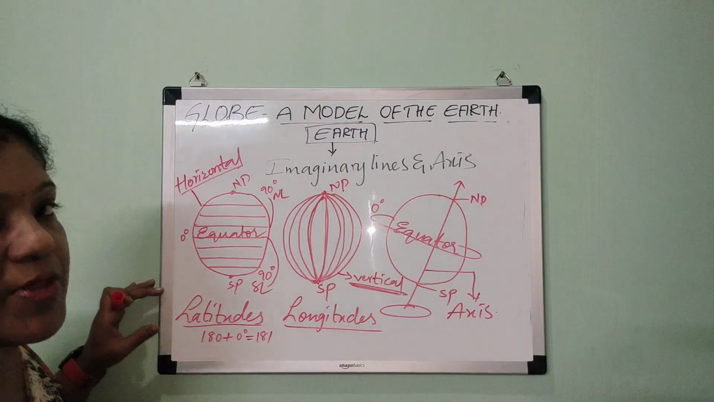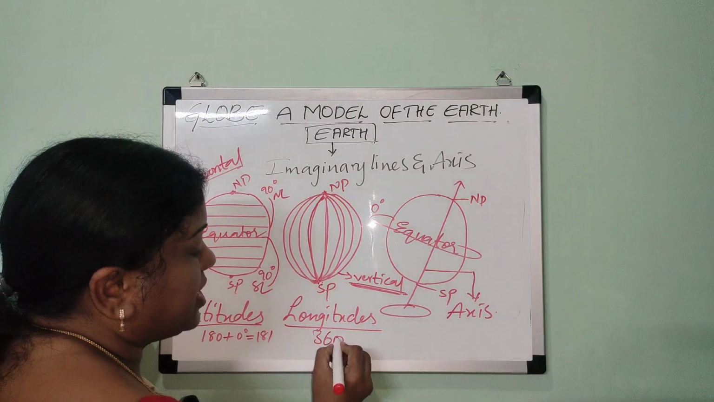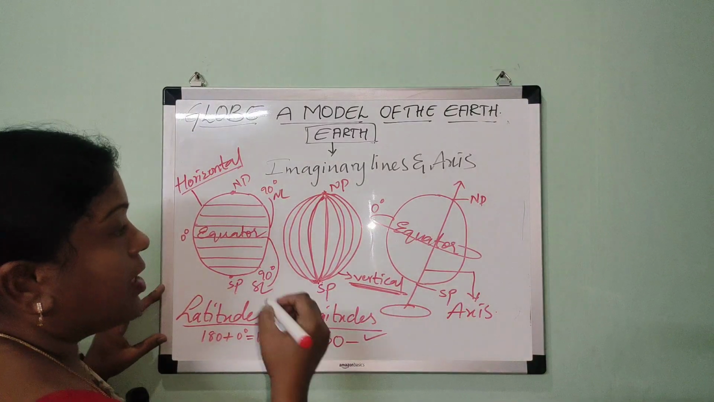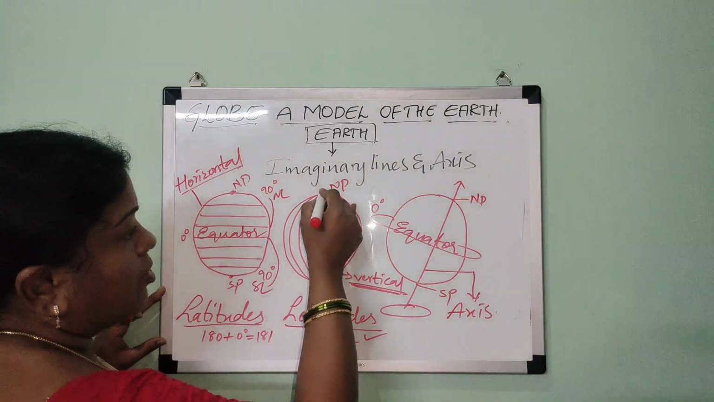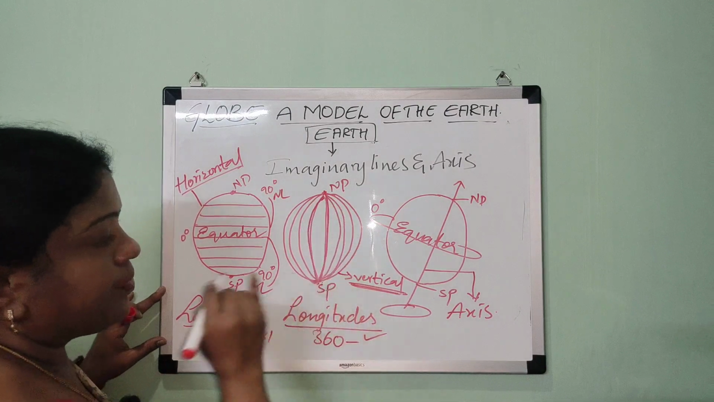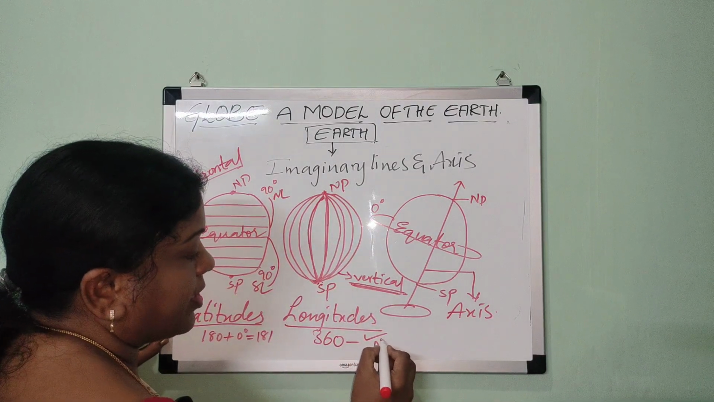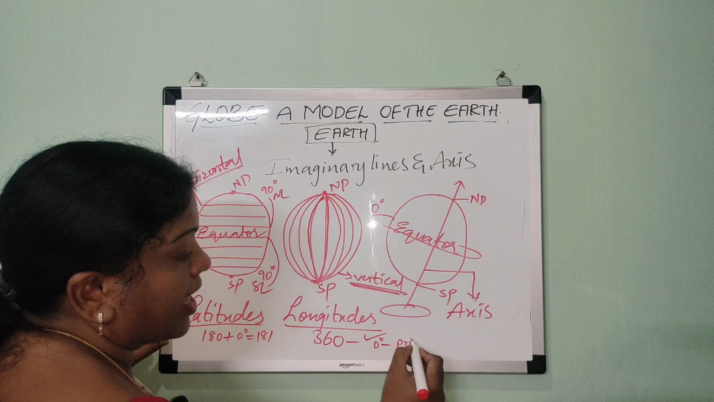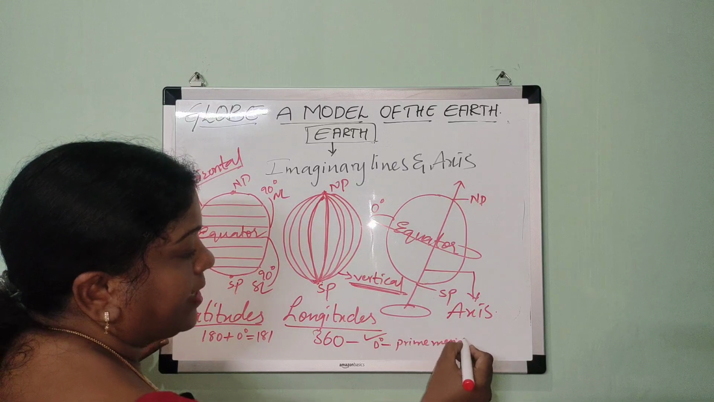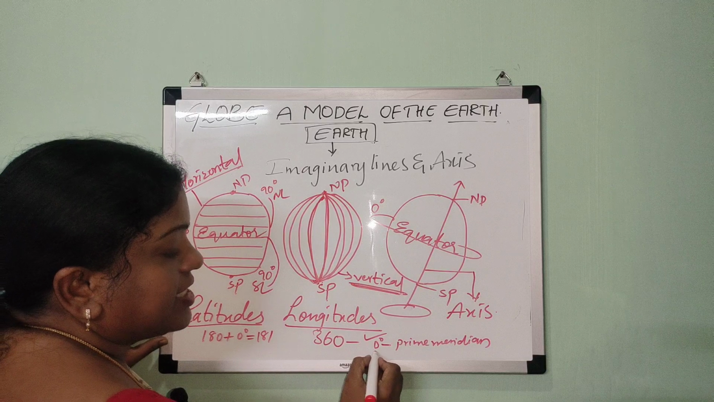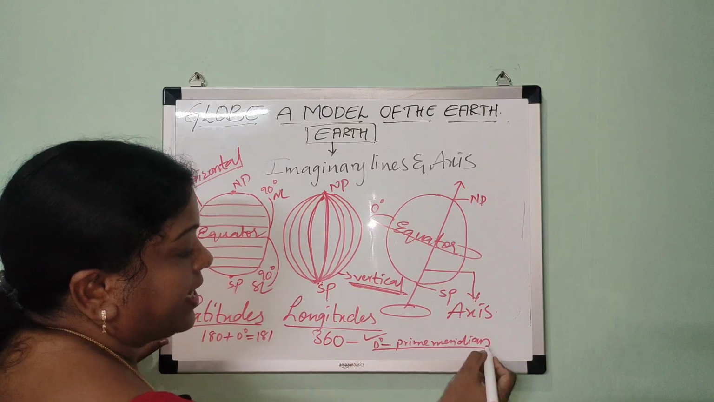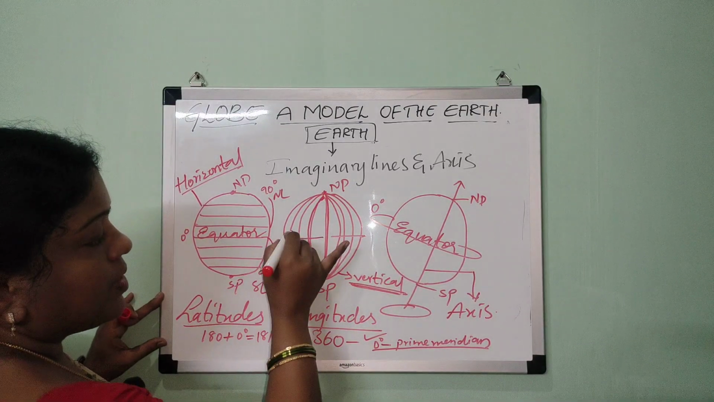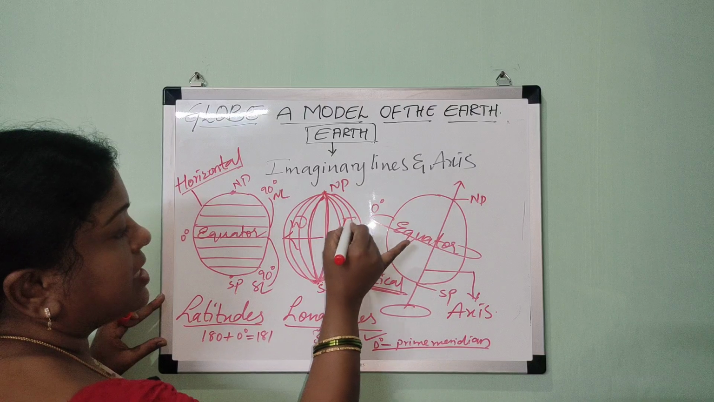So how many longitudes do we have? Totally 360 longitudes. How shall we count? When you take 0 degree longitude, this 0 degree longitude is also called the prime meridian. What do you call it? Prime meridian. Very good. This 0 degree longitude, the prime meridian, divides the globe or earth into two equal halves. One is the west side, another is the east side.